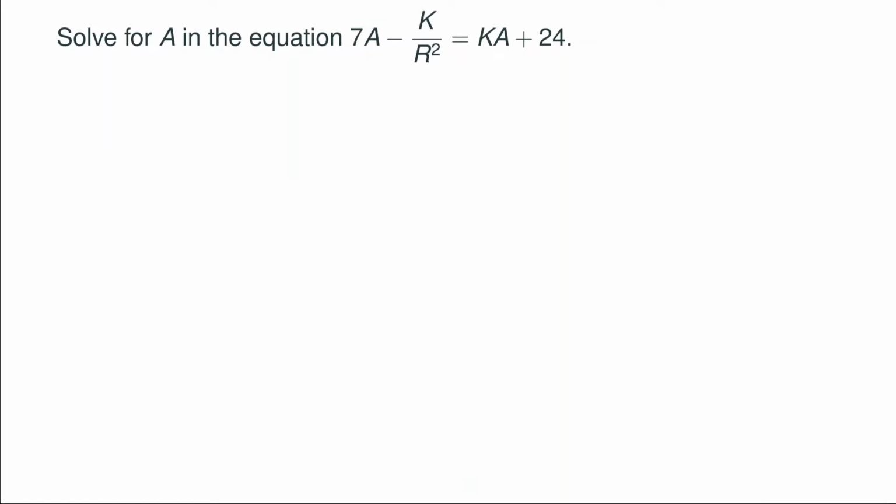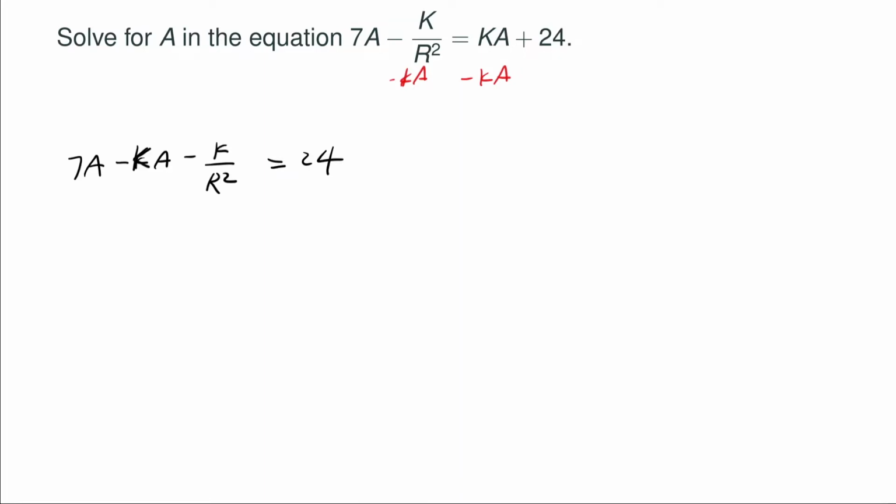Solve for a in this equation. If you look here, we actually have two a terms, ka and 7a. So we have to put all the terms with a on one side of the equation and all the terms without a on the other side. First, we can subtract ka from both sides. Then what we have left is 7a minus ka minus k over r squared equals 24.